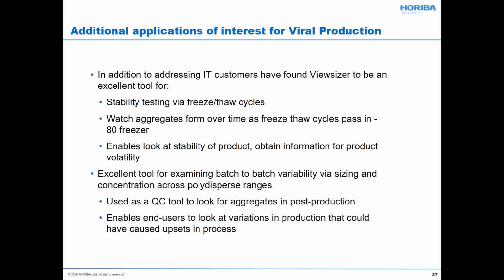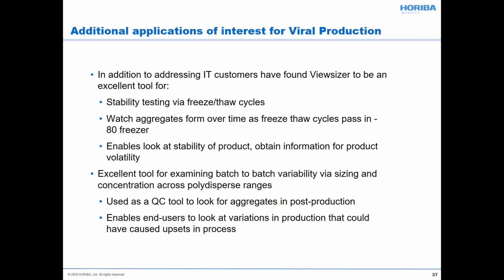You can look at stability testing if you do freeze-thaw cycles. Now that you have some inexpensive measurements with the nanoparticle tracking and the multi-laser system, you can say, hey, let's freeze-thaw this as I go in and out of -80 freezer and see what happens to my material. And that's going to give me some important information about product volatility. It's also, of course, important for looking at batch-to-batch variability.